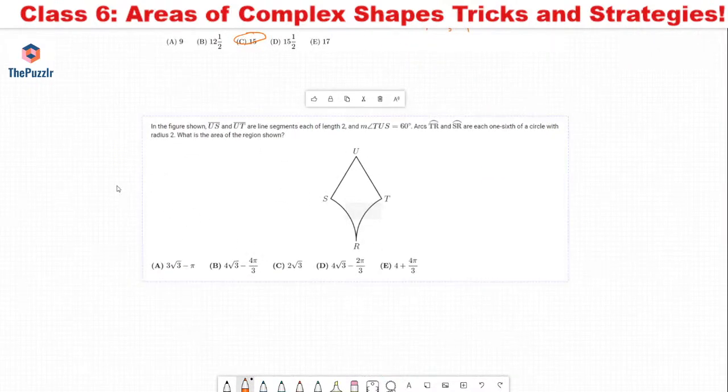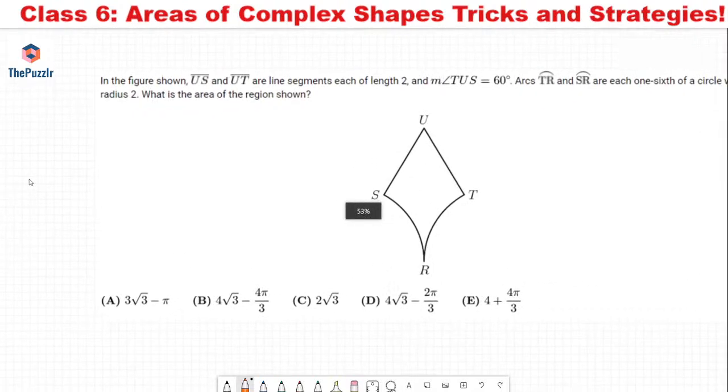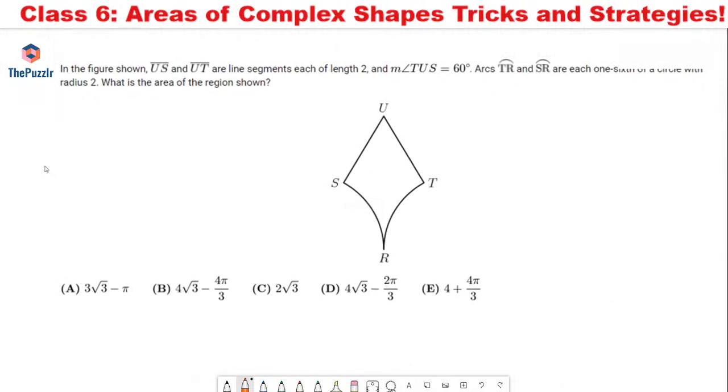Okay. Once again, drawing in lines really helps. And this is actually going to involve sectors, right? I told you they're going to appear later on. I believe this is number 25. So in the figure shown, US and UT are line segments, each of length 2, and the measure of angle TUS, so I'll write that right here, TUS is 60 degrees. Arcs TR and SR are each 1/6. This is very important. 1/6 of a circle with radius 2. What is the area of the region shown?